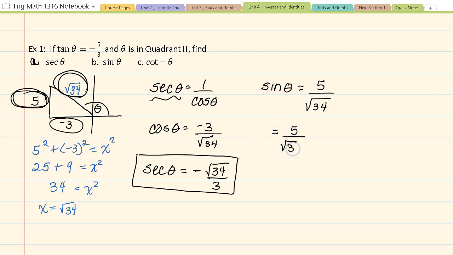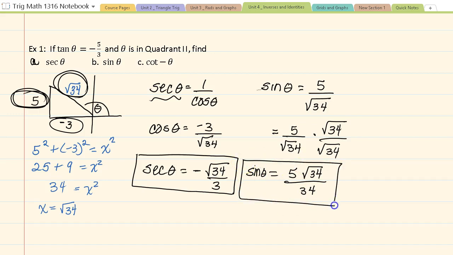So I have 5 over the square root of 34 multiplied by the square root of 34 over the square root of 34. And I find that this is going to be 5 square root of 34 over 34. 34, I think, is 2 times 17, so we cannot simplify that. So we have found sine of theta to equal this value. And last but not least is to find cotangent of negative theta.